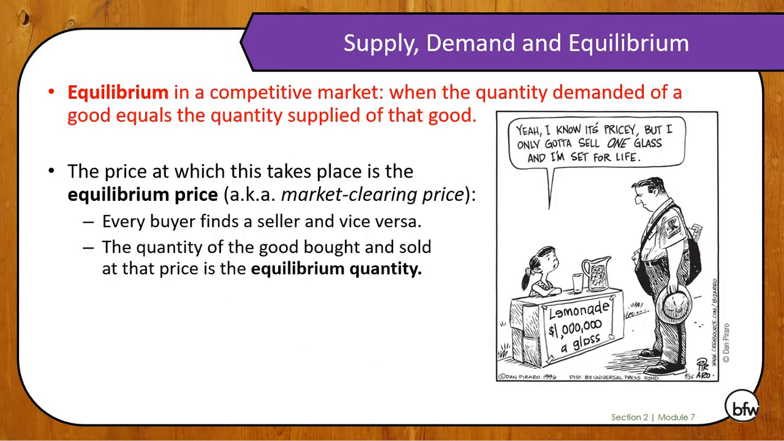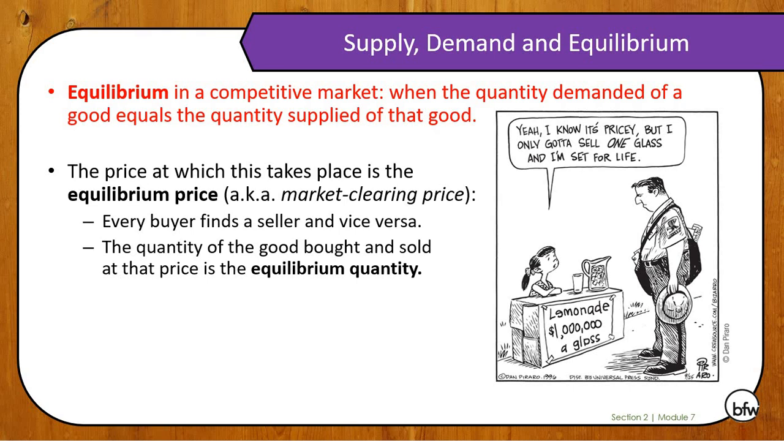Alright, so first we have our equilibrium point. Equilibrium in a competitive market is when the quantity demanded of a good equals the quantity supplied. The price at which this takes place is the equilibrium price, aka market clearing price. It's a term you might see, probably not though. Every buyer finds a seller and vice versa. The quantity of the good bought and sold at that price is the equilibrium quantity.